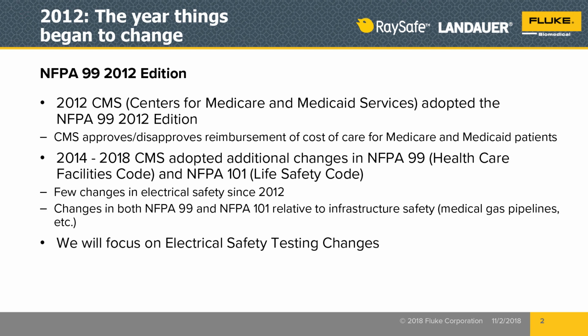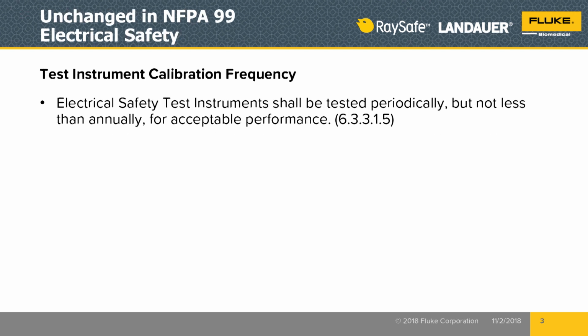So we're going to start going through some of those changes here in the upcoming slides. We wanted to highlight that not only did the NFPA 99 changes get adopted, but there were also changes to the NFPA 101 Life Safety Code, so that deals with your medical gas pipelines and a number of other infrastructure, but specifically we're going to focus here on electrical safety, which is all encompassed in NFPA 99.